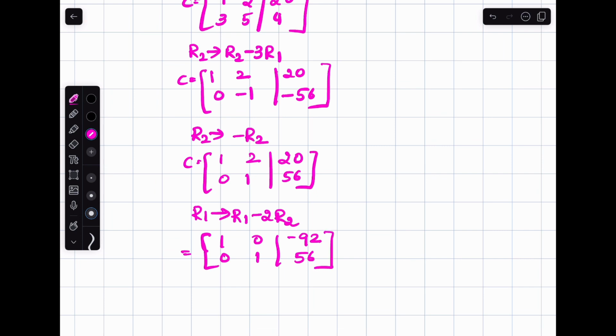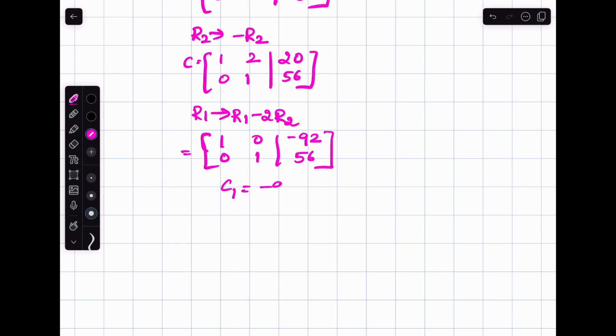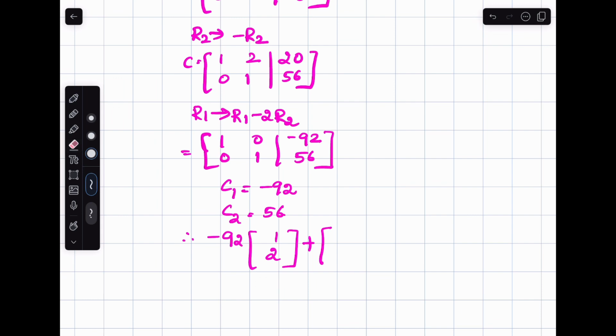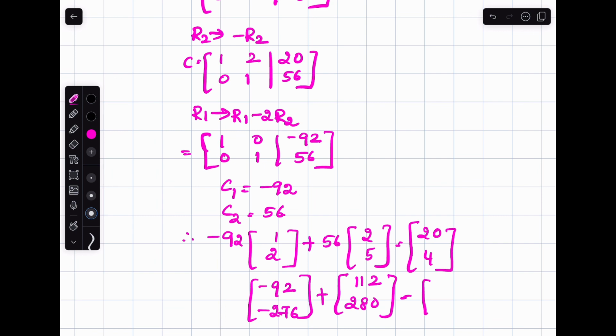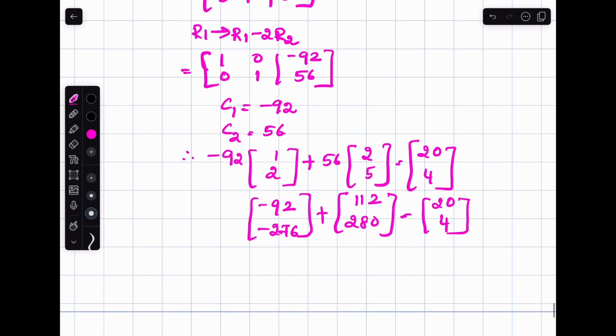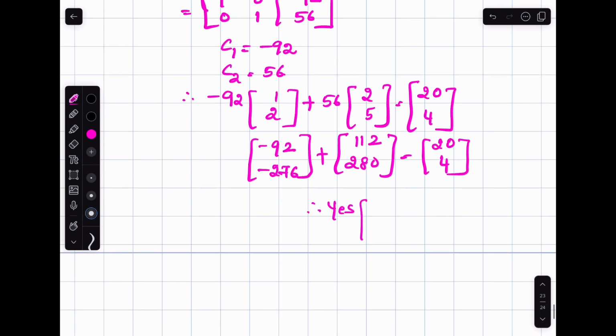Now we are already in the reduced form, so we know that c1 is equal to minus 92, and c2 is equal to 56. Okay, in the first general form, we just reapply the c1 and c2 values. It is minus 92 times 1 2 plus 56 times 2 5, and we should check whether it gives 20 and 4. So minus 92 and minus 276 plus 112 and 280. So if you do 112 minus 92, you will get 20, and if you do the same for 280 minus 276, you will get 4. So therefore I can say that 20 and 4 does belong to the span.